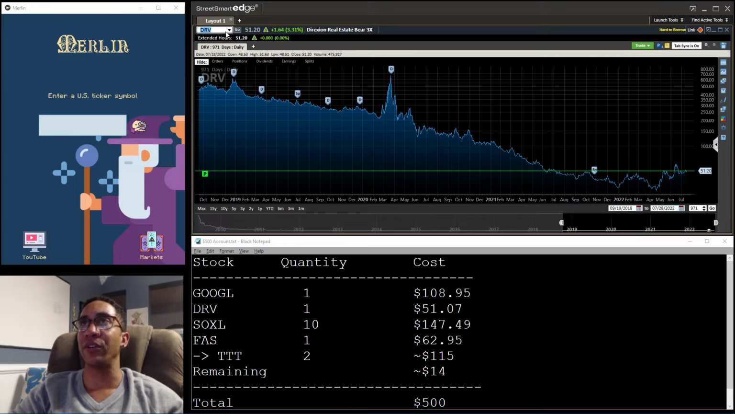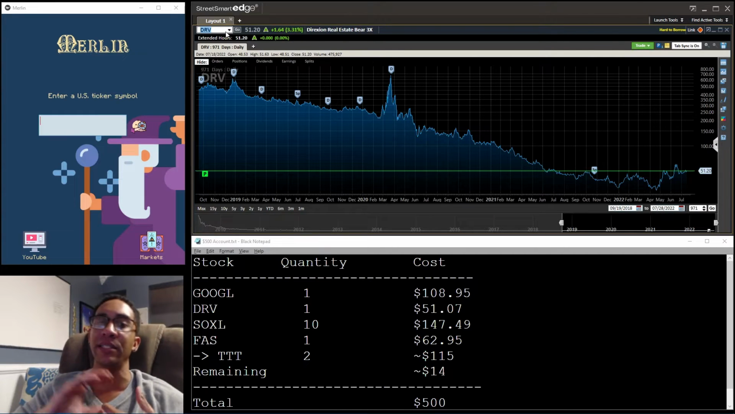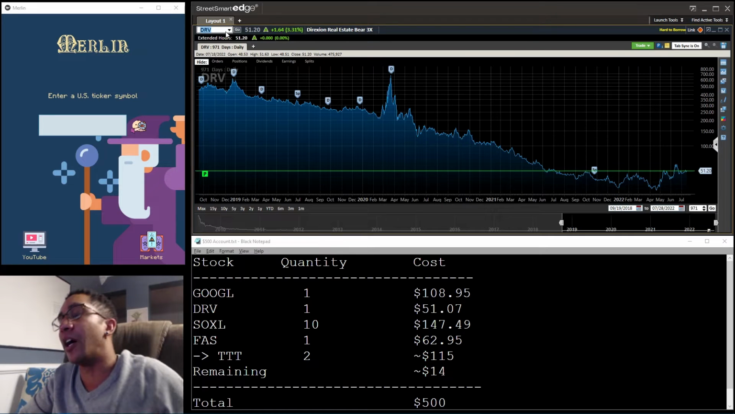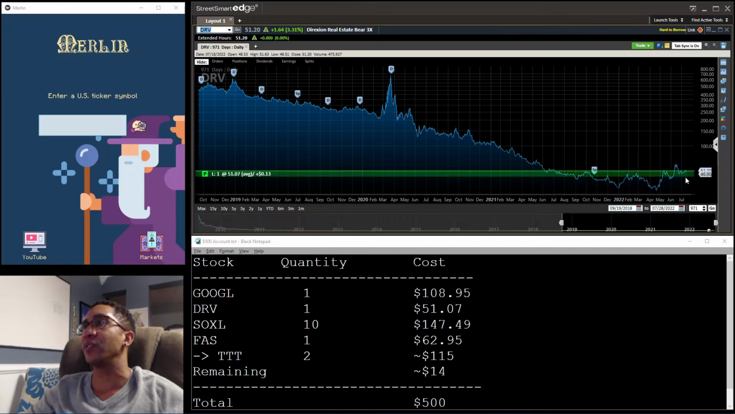It talks about what is DRV, why do DRV, but basically how do you make money off of shorting the housing market? How do you make money off of a housing market crash? You use DRV. So I bought one of those. I felt like this was an all right price. I mean, it has been lower before, but it's also been a lot higher before, like $800. So worst case scenario, I turned that $51 into $800 or whatever.